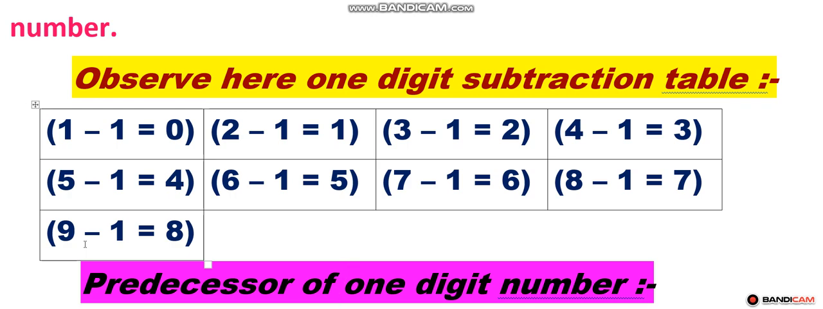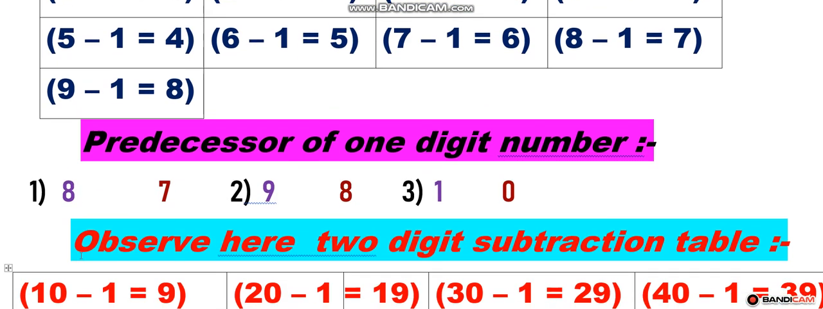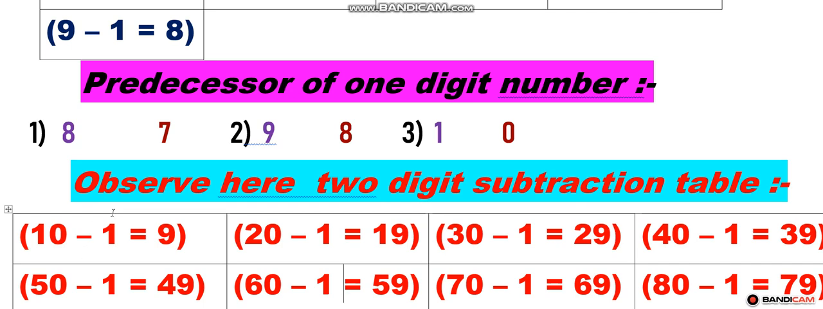Okay. Predecessor number means what? Just before number. When you subtract 1 from the given number, you get the predecessor number. See here, predecessor of 1 digit number. You find the predecessor number of the given number. Here, I gave 8. Predecessor of 8, what is that? Just before number. You subtract 1 from 8. 8 minus 1, 7. So predecessor of 8 is 8 minus 1, 7.